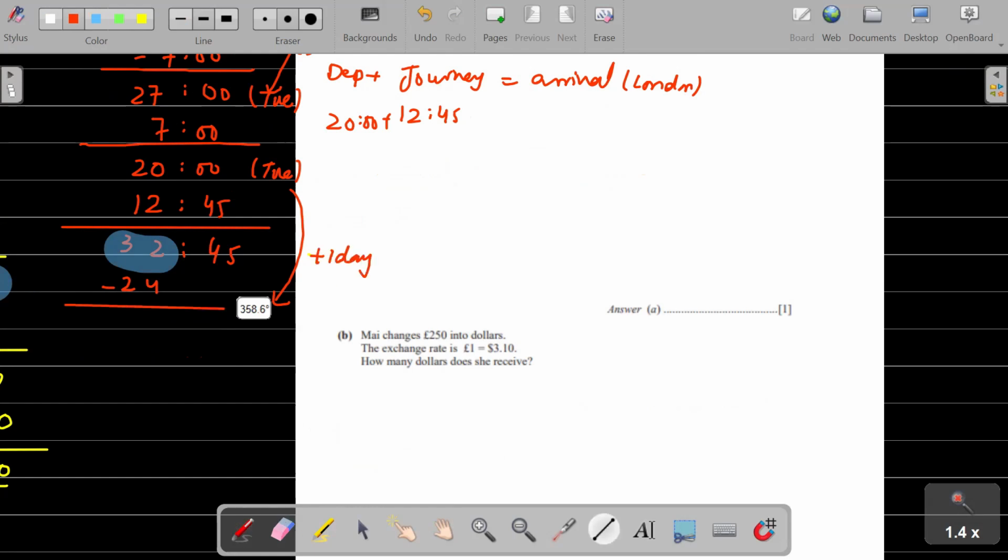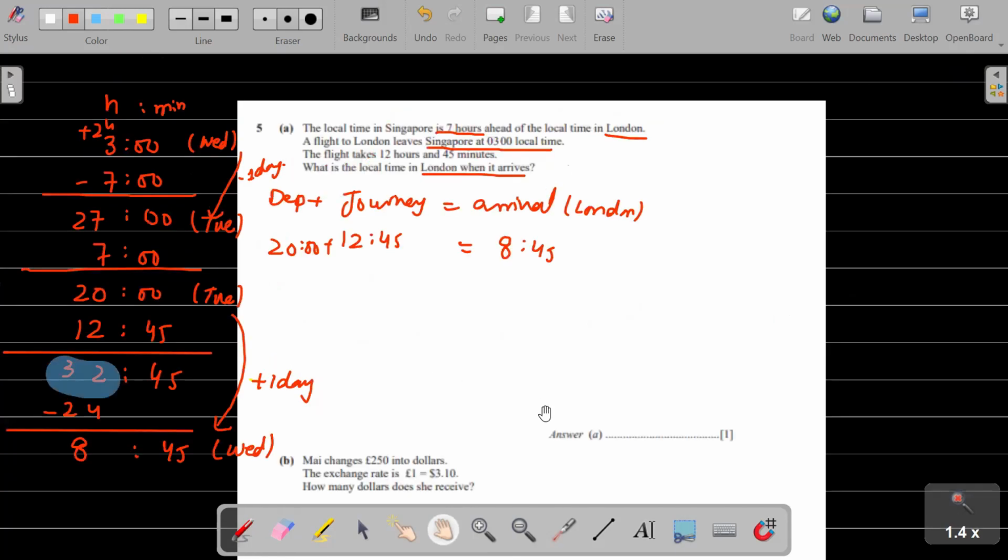So let's rewrite the equation. Sorry, we don't need to rewrite it. I'm just going to subtract them. So 32 minus 24, it will be 8. 8 and 45. And here the day is going to exceed. It will go from Tuesday to Wednesday. So the arrival time will be 8:45 on Wednesday. I hope you have cleared your concept.